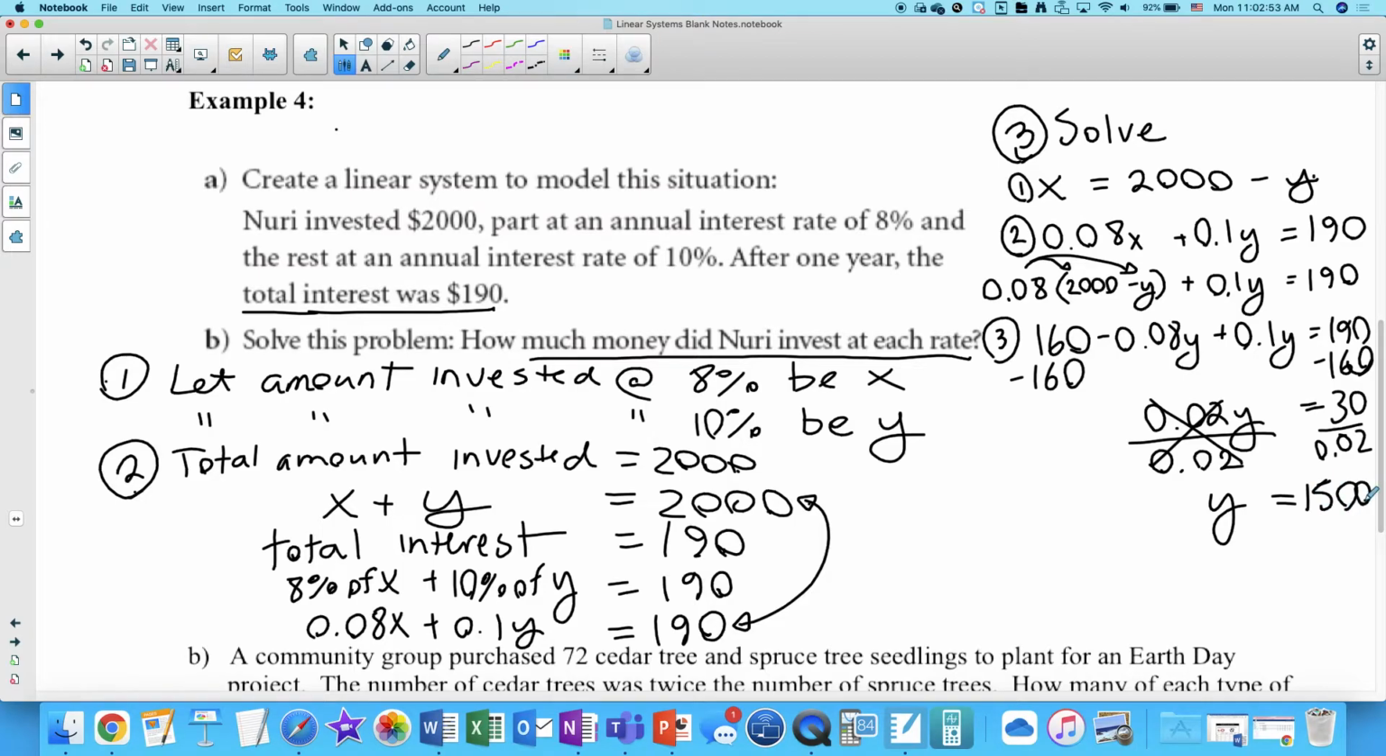Okay, so if x is 1,500, what's y? Sorry, if y is 1,500, what's x? How much was invested? Yeah, 2,000 invested, so x is 500.